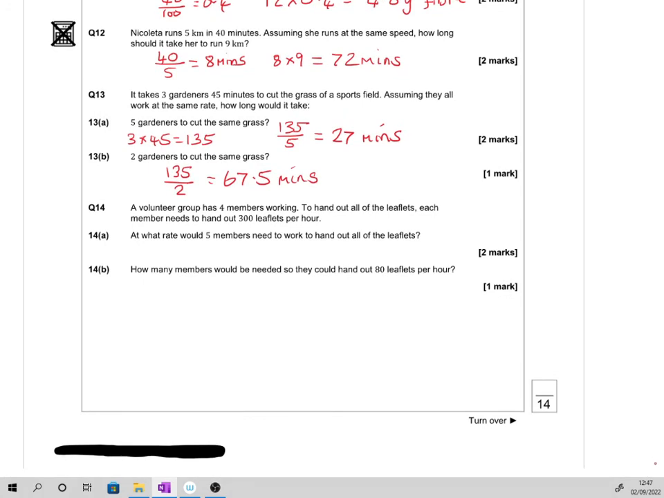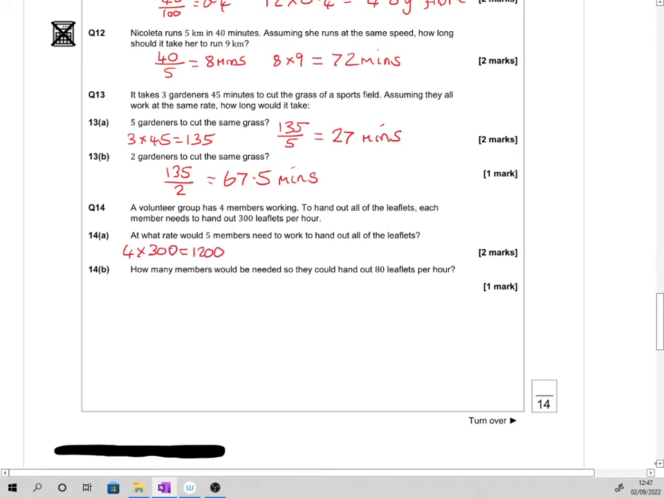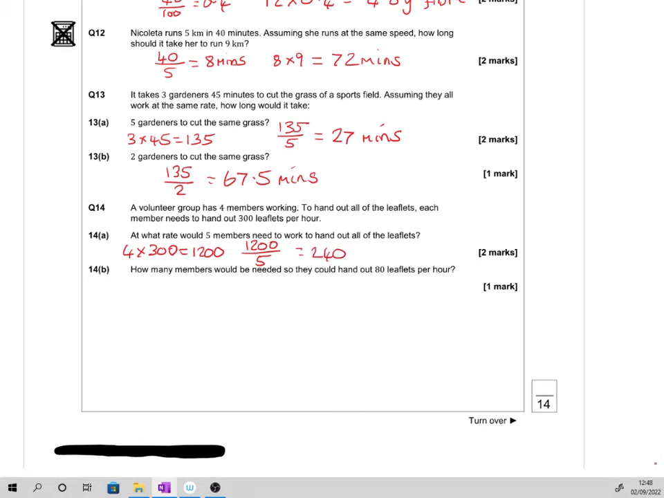A volunteer group has 4 members working. To hand out all the leaflets, each member needs to hand out 300 leaflets per hour. Right, so if we go 4 times 300, that equals 1200 leaflets altogether. Now we've got five people doing it. So we go 1200 divided by 5, which is 240. 240 leaflets.